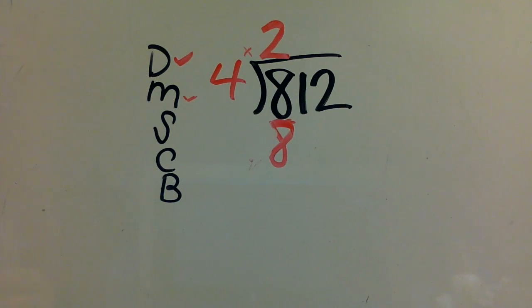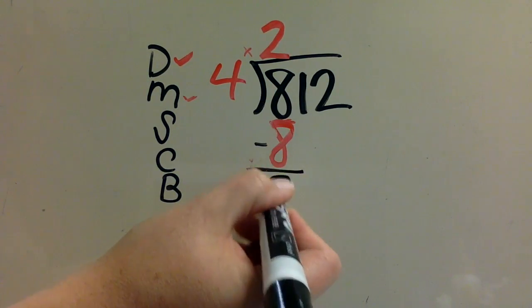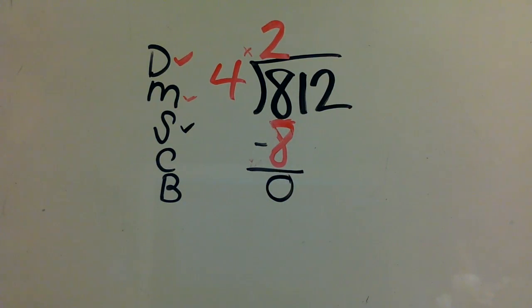Step 2, check. All right, our next step tells us to subtract. We just put an 8 there. You have to do something with it. So we're going to say 8 minus 8 equals 0. Check. Now here's the part that a lot of people skip.